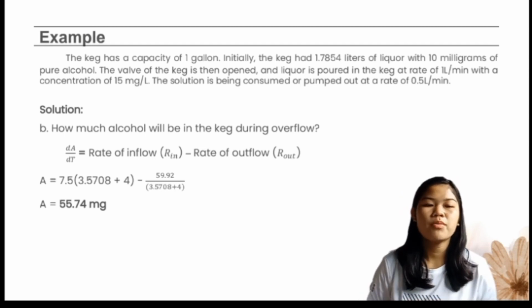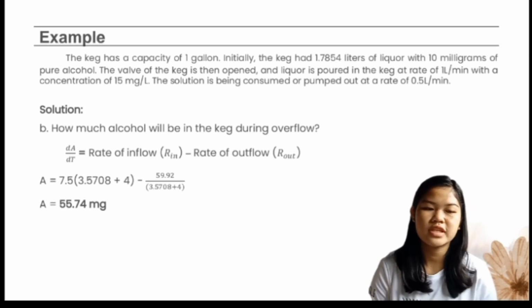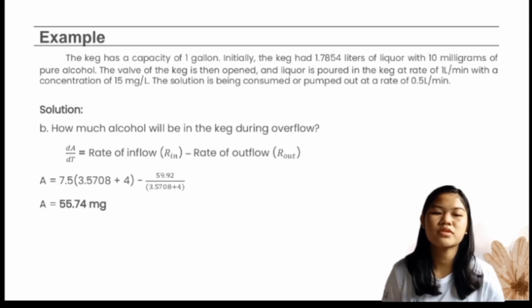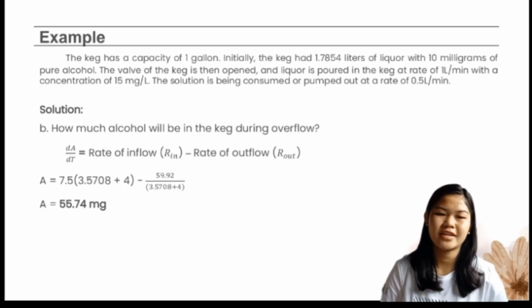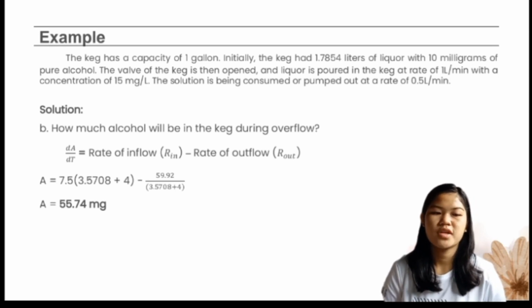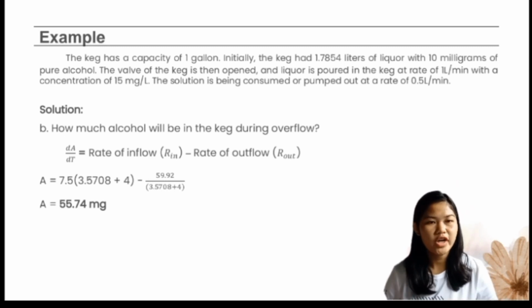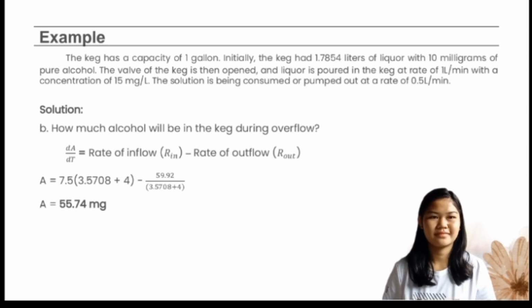So how much alcohol will be in the keg during overflow? 55.74 milligrams of alcohol will be in the keg during overflow. So this is our answer. So that's it for chemical solutions.